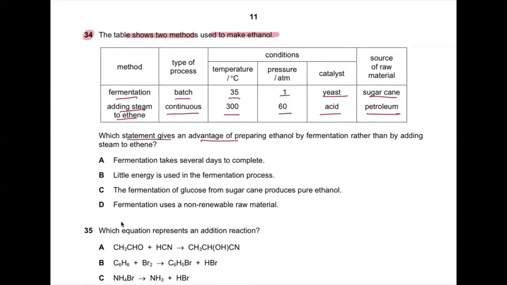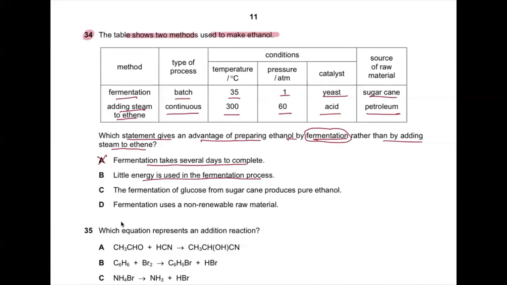Which statement gives an advantage of preparing ethanol by fermentation rather than by adding steam to ethene? So they are asking for the advantage of the fermentation process. Okay. Let's read this. Fermentation takes several days to complete. So is it an advantage? No, not at all. So A goes wrong, right?